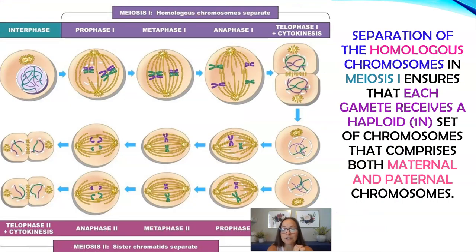So the separation of homologous chromosomes in meiosis 1 ensures that each gamete receives a haploid set of chromosomes that comprise both maternal and paternal chromosomes. So if we look, here is anaphase 1, but if we also look at metaphase 1 right next to it.